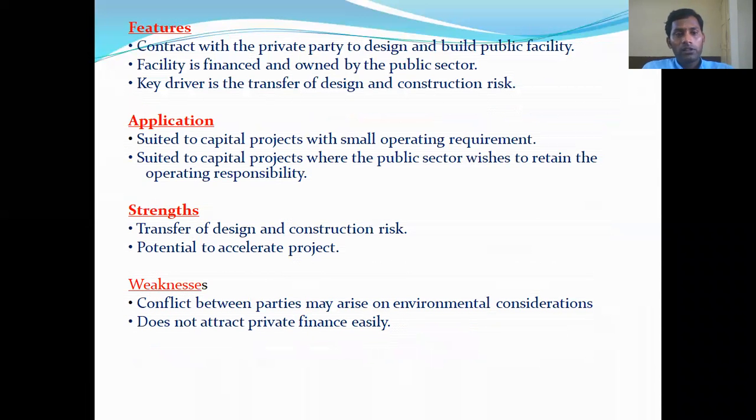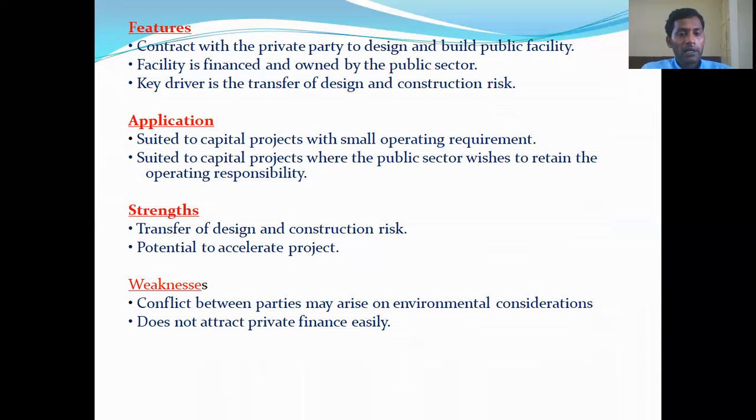Now, what are the features of public-private partnership? It's a contract with a private agency to build a public facility. That is the first feature. Second, it is financed and owned not only by the public sector but by both parties. Then third, the key driver is the transfer of design and construction work. These are the three features of public-private partnership.